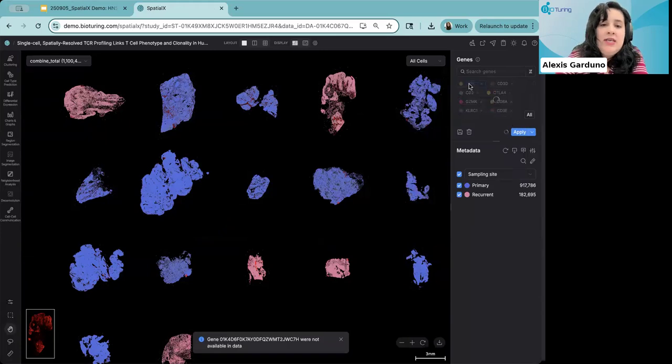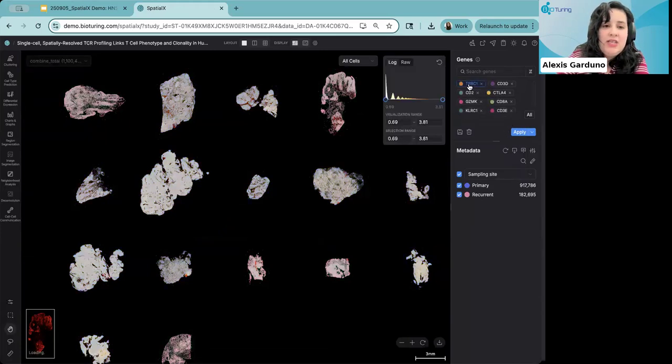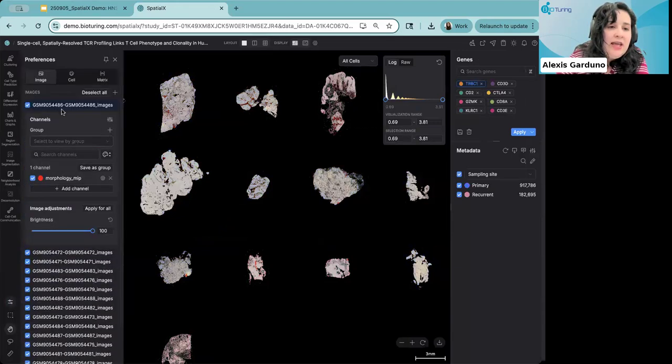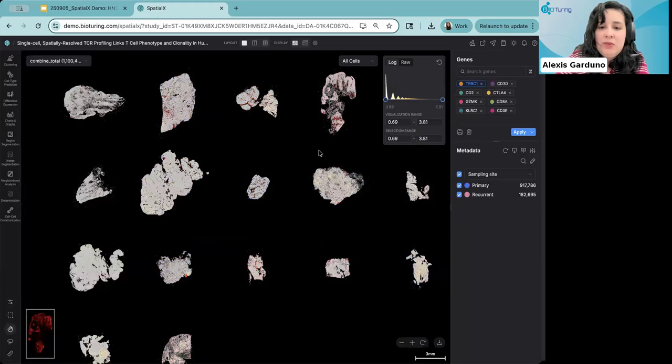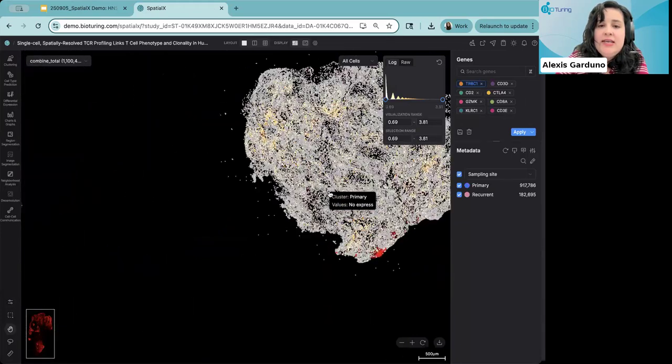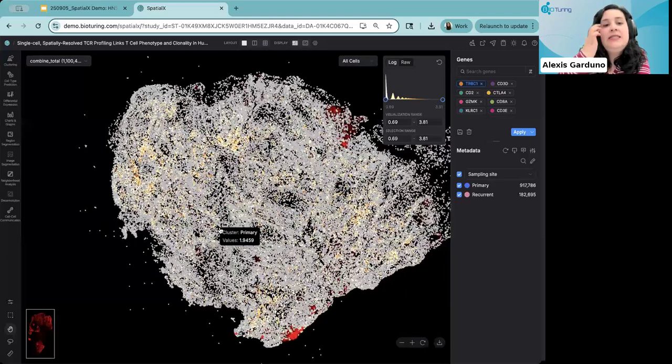I can look at the gene individually within the tissue so I can see if it's actually expressed, and I can adjust the size of the actual point so that I'm able to see the expression a bit clearer. So you can see here it automatically gives me the ability to see within what region we see the specific expression of a certain exhausted T cell marker.